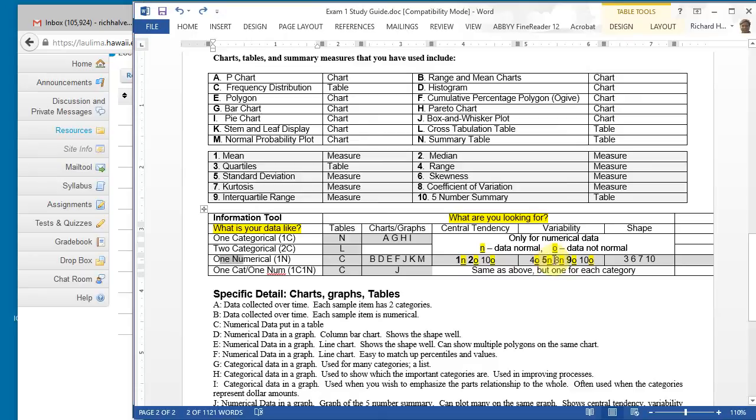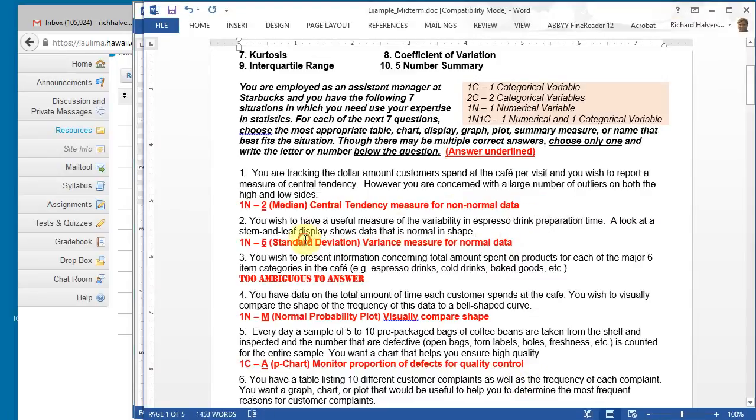And the data is normal, so we would be looking at, looks like number 5 here, which is standard deviation. And so that's why we have standard deviation here. So the answer is 5.